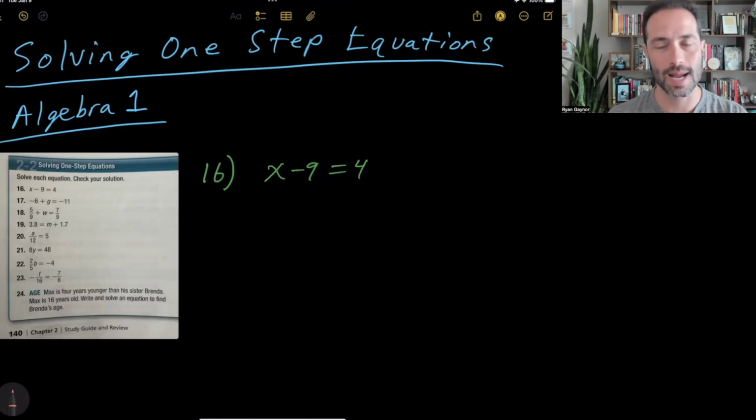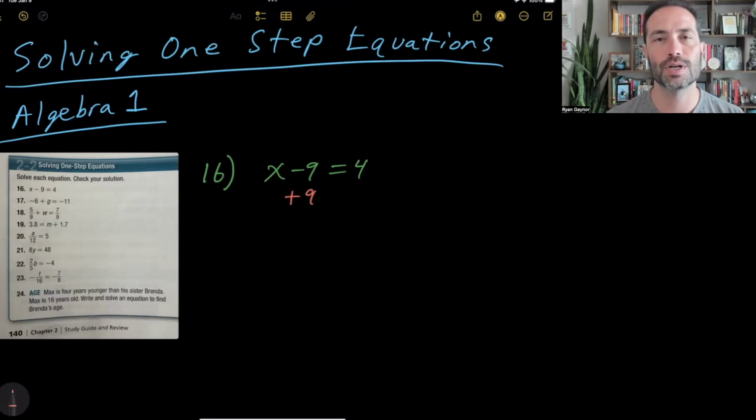So again, what is happening to the variable? And then you answer that question, right? So there's something being added to it or subtracted from it or multiplied to it or divided by it, or maybe squared or cubed, right? And then you just do the opposite. So the opposite of minus 9 is plus 9.